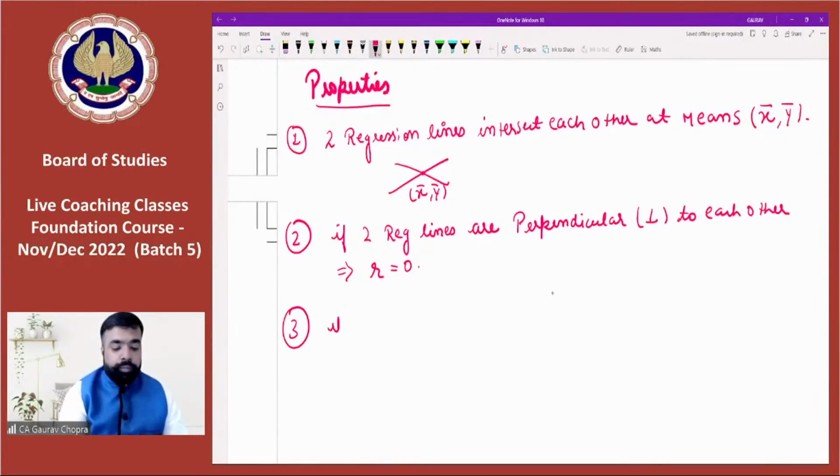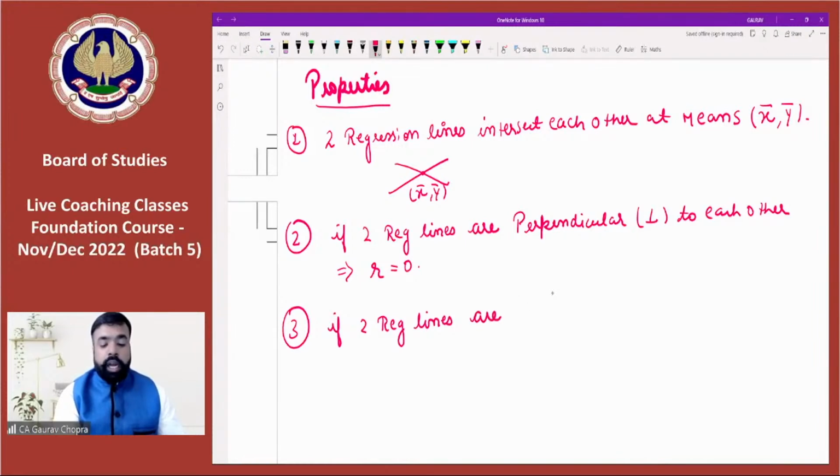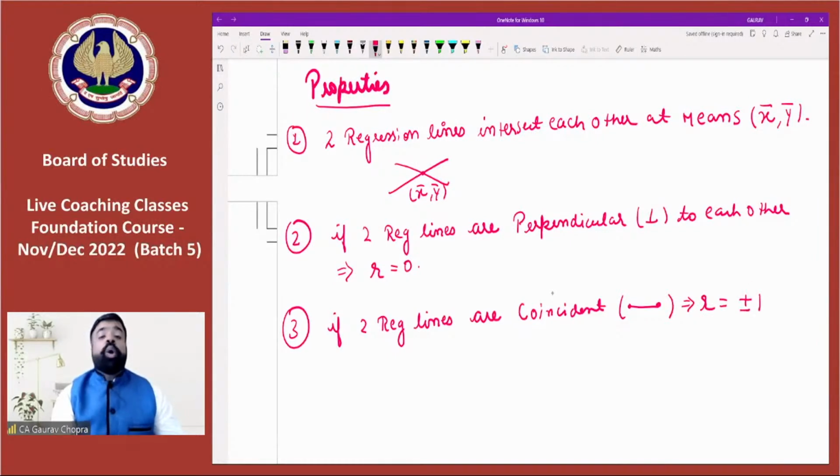Then the third one: if two regression lines are coincident, that means there are two equations, but the line is common. There is a single line for two equations. So if two regression lines are coincident, then correlation will be +1 or -1.